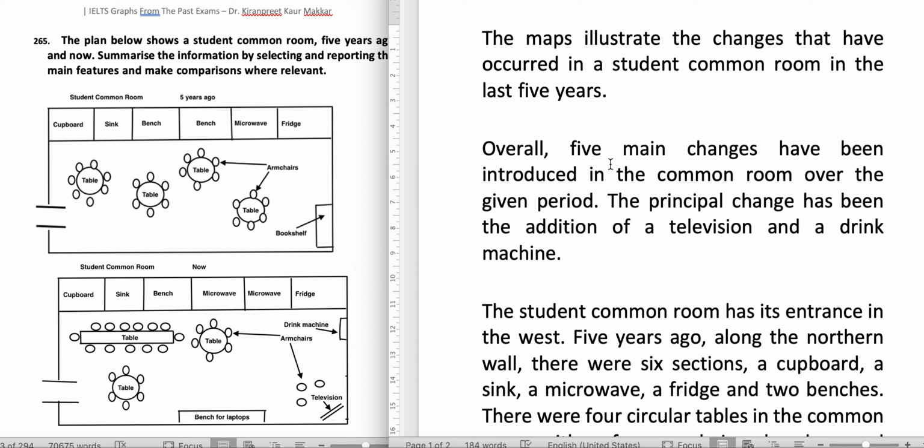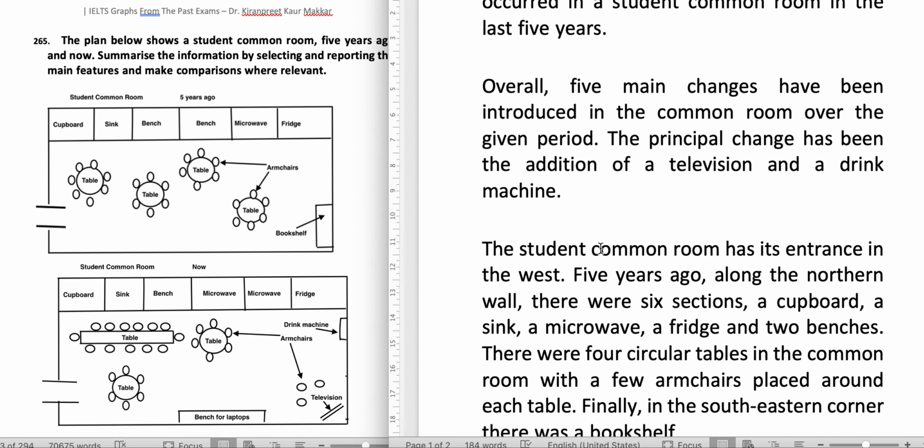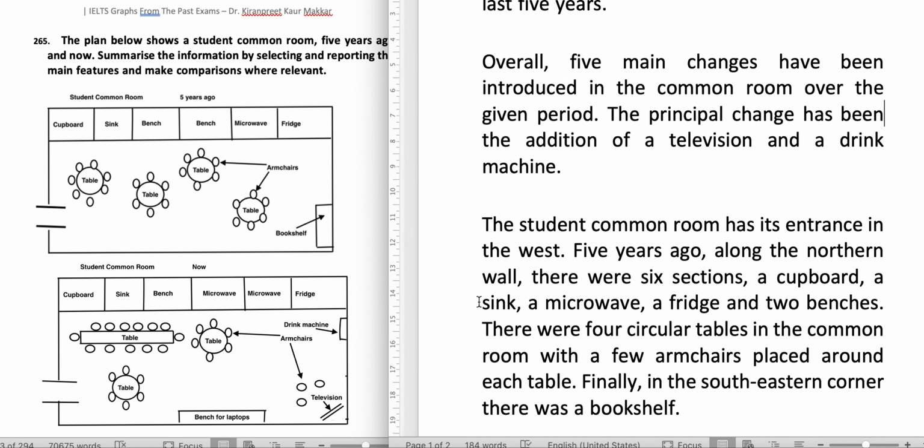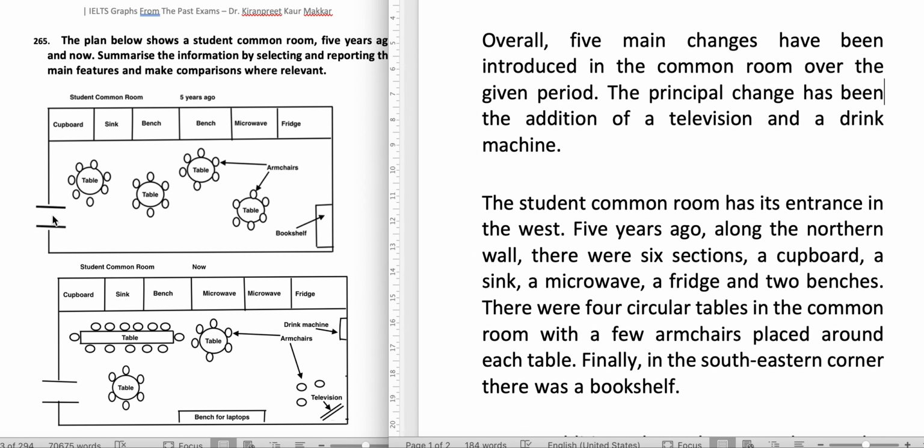So overall, five main changes have been introduced in the common room over the given period. The principal change has been the addition of a television and a drink machine. So this television and a drink machine, these are the principal changes. The student common room has its entrance in the west. Now you can see it still has its entrance in the west, so you have to write it in the present tense. Has its entrance in the west.